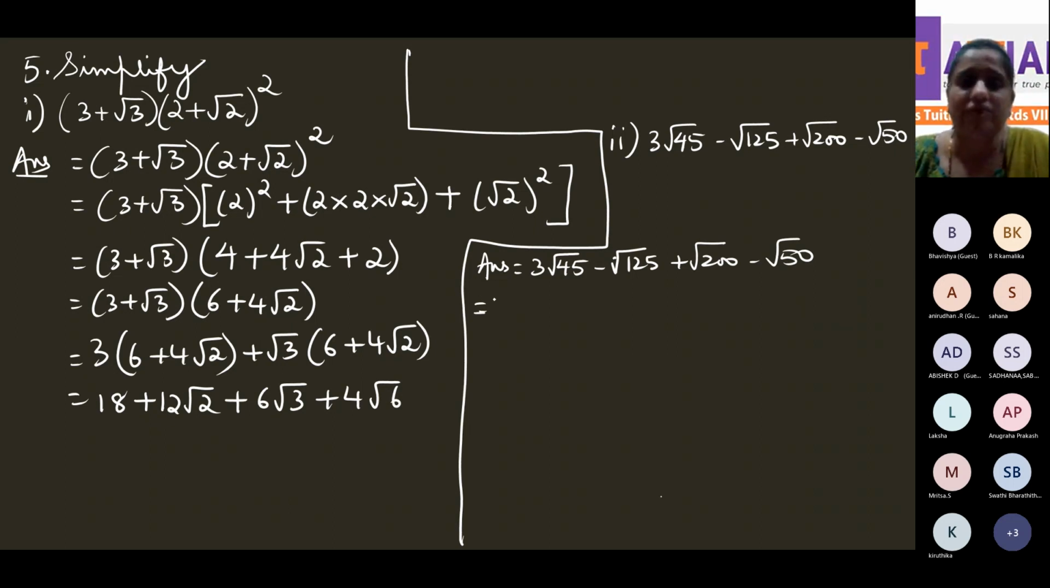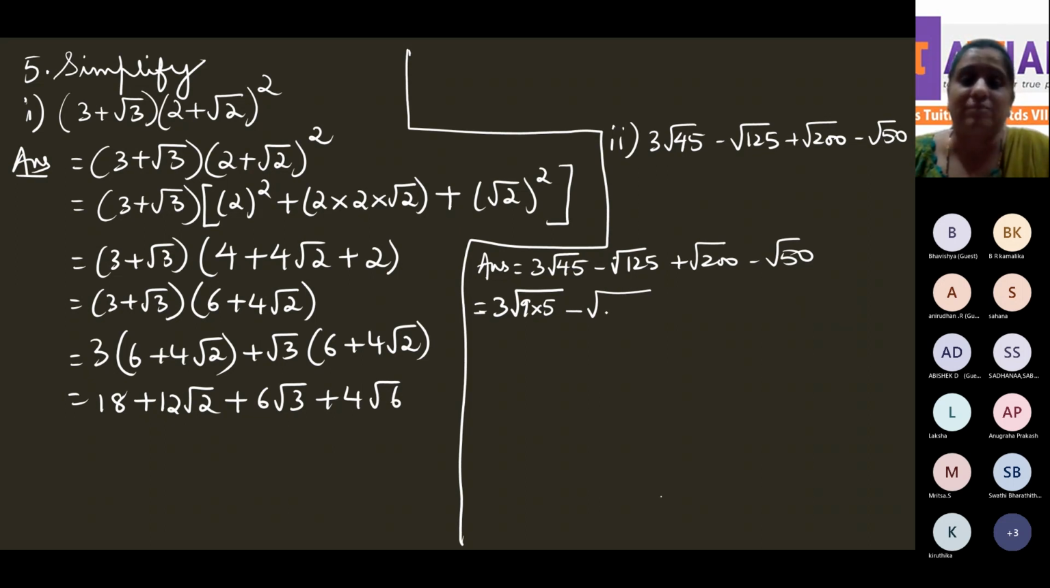So 3 square root of, I'm writing 45 as a product of a perfect square and some other number. So 45 is 9 fives. See, 15 threes is also 45. But neither 15 nor 3 is a perfect square. So we don't choose to write it that way. Now, minus square root of 125.